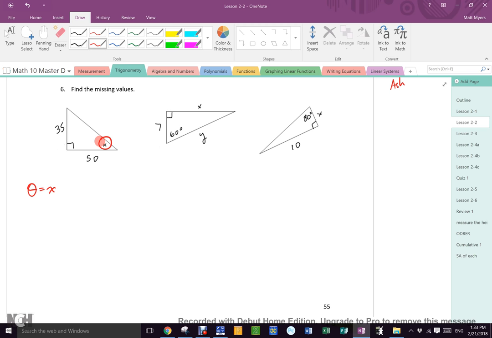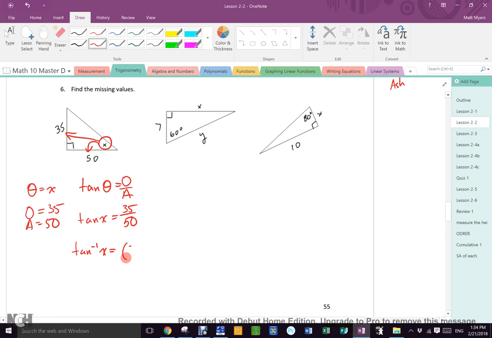Write out what you have. Tan theta, I know it's lagging, it'll catch up, equals O over A. Now write it all out. Tan of X equals O, 35, over A, 50. What math is that? Division, that's going to give you a decimal, isn't it? When you have the decimal and you need the angle, is it tan or shift tan? Shift tan. Shift tan of X equals, and then go ahead and put it in brackets.